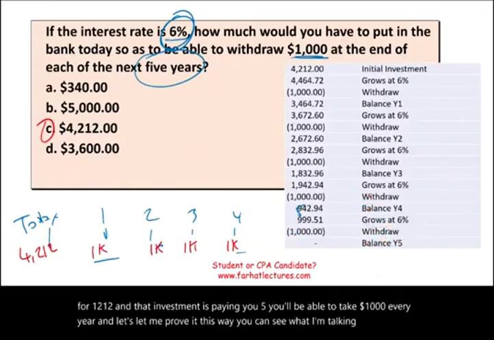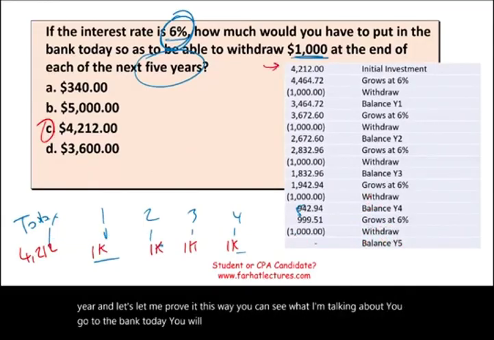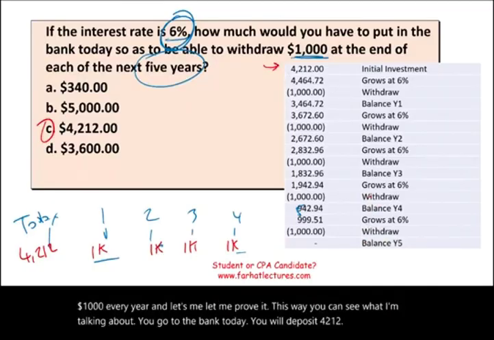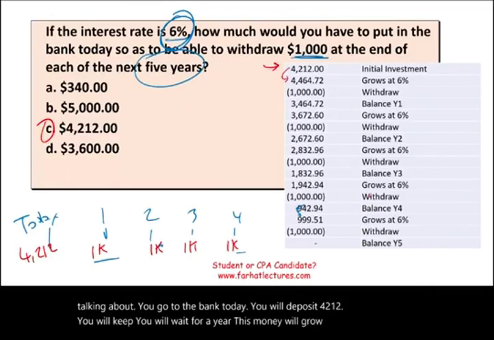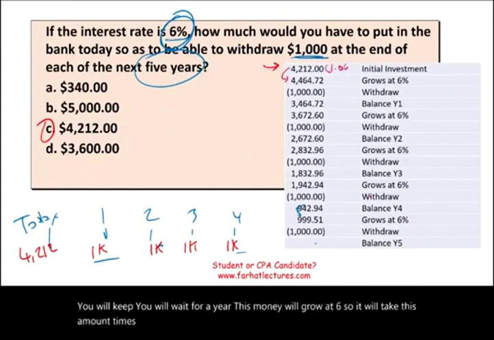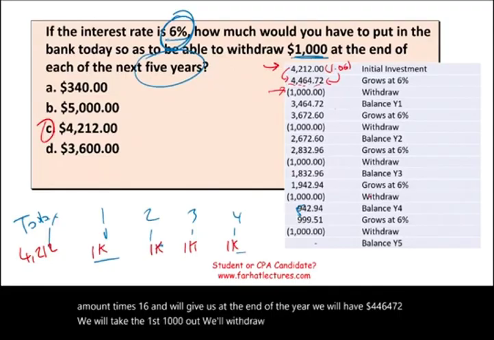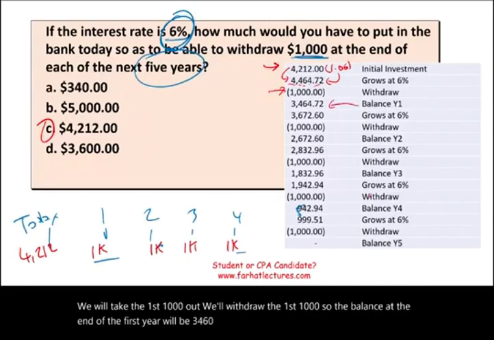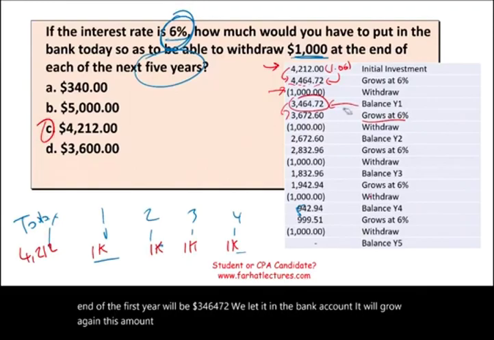You go to the bank today, you will deposit 4,212. You will wait for a year. This money will grow at 6%. So it will take this amount times 1.06, and at the end of the year we will have $4,464.72. We will take the first 1,000 out. We'll withdraw the first 1,000. So the balance at the end of the first year will be $3,464.72. We leave it in the bank account. It will grow again at 6%. 6% means you will take this amount times 1.06, and it will grow to 3,672.